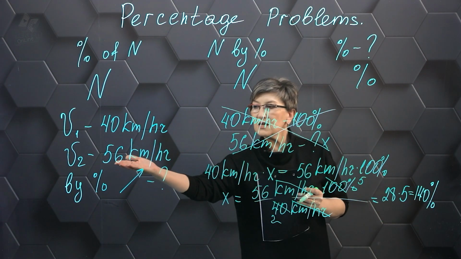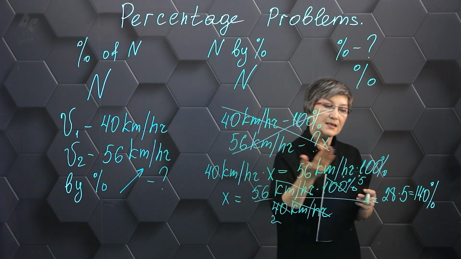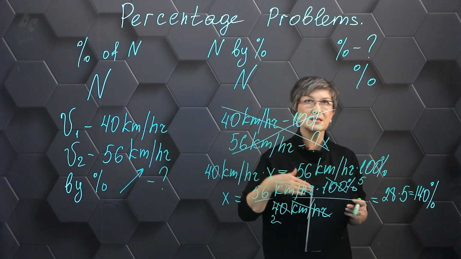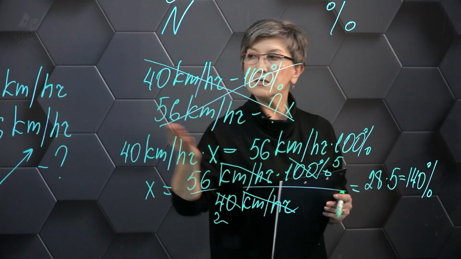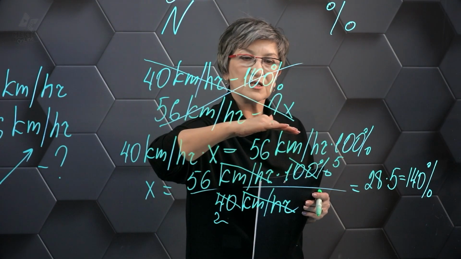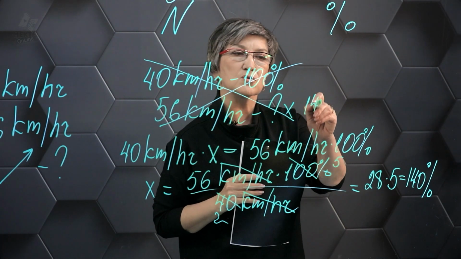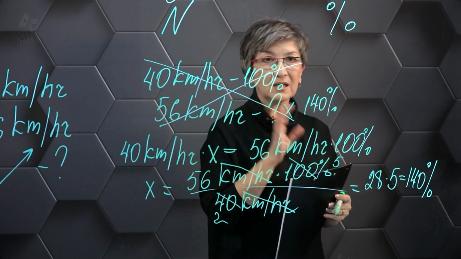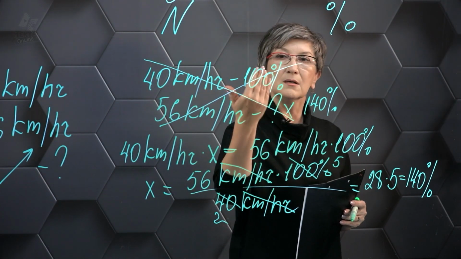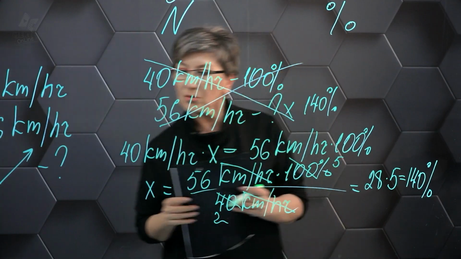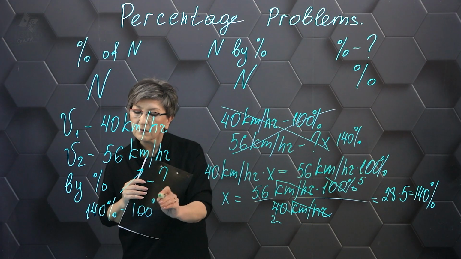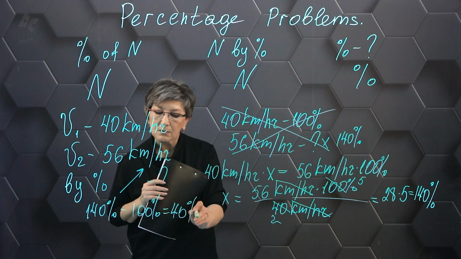So, 56 kilometers per hour is 140%. So the question is, how much more speed? If my speed was 100% and we found that 56 kilometers per hour is 140%, then I can safely answer the question, how much of a percent increase in speed? Clearly, I have to subtract 100% from 140%. I take 140%, I subtract 100%, and the result is 40%. That will be our answer.